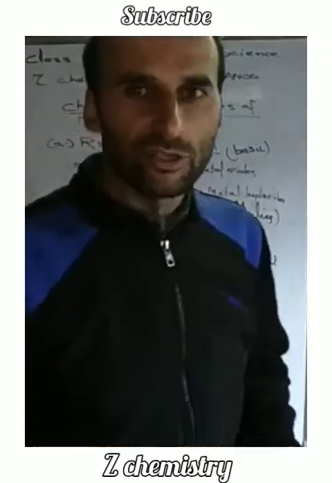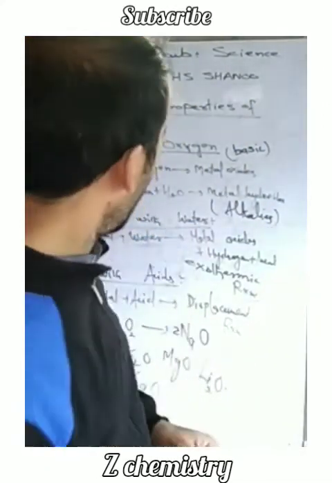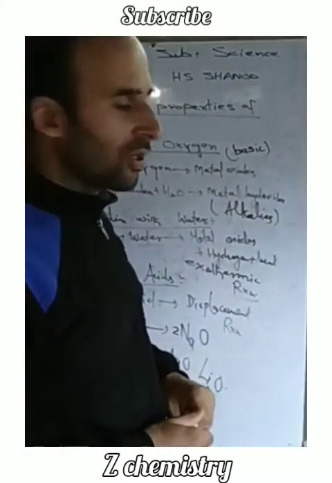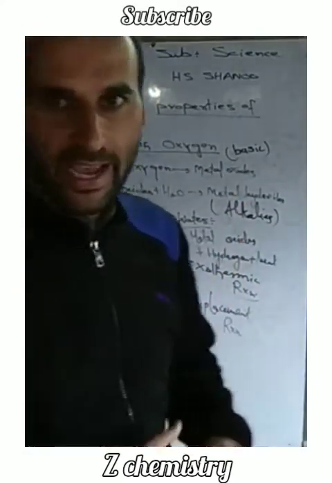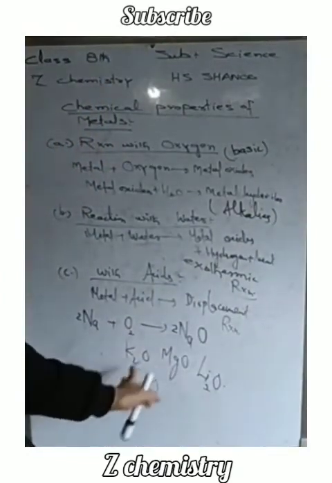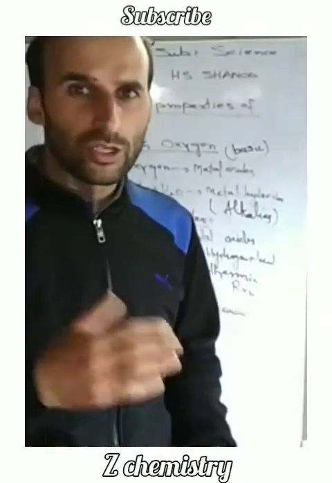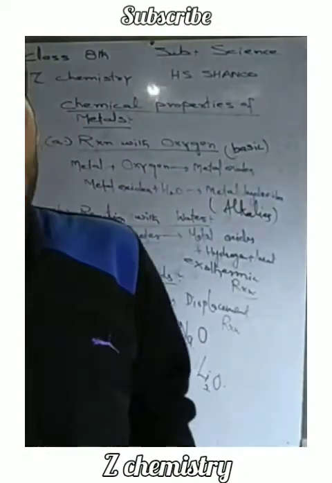Whenever metals react with oxygen, they result in the formation of metal oxides. Metal oxides are basic in nature. They act as a base. For example, when sodium combines with oxygen, it results in the formation of sodium oxide. Same is the case with potassium. It results in the formation of potassium oxide, magnesium oxide, lithium oxide, calcium oxide, or other oxides will be formed by other metals too.